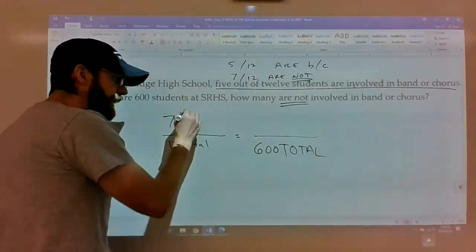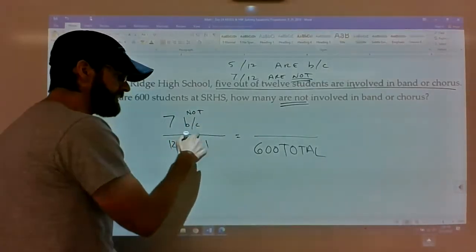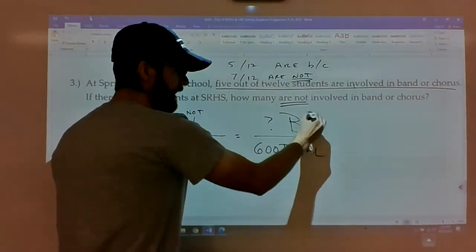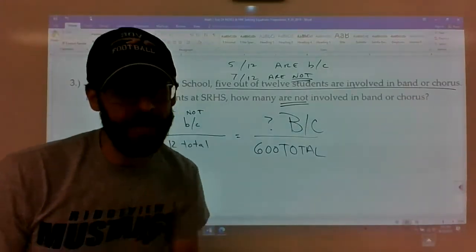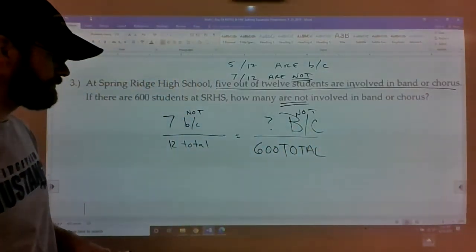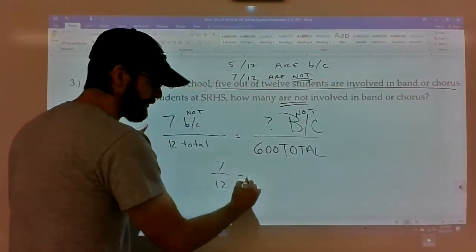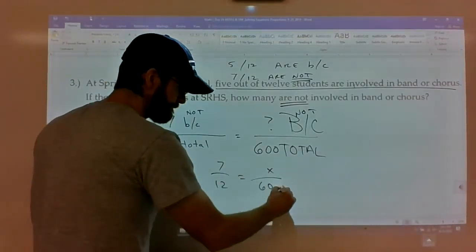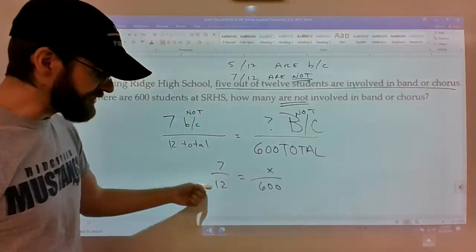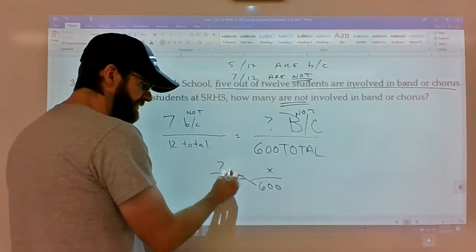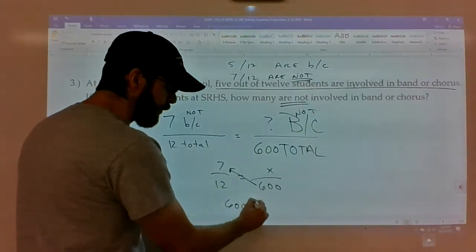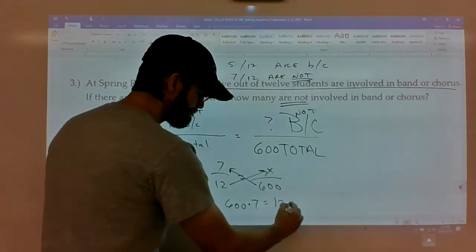And this will give us how many are not band and chorus. And then this will be the question mark of total band and chorus, or total not band and chorus. So 7 over 12 is equal to x over 600. And this will get us to our answer right away. So I can't reduce 7 over 12. I can multiply 600 times 7, and then I'd set that equal to 12 times x.